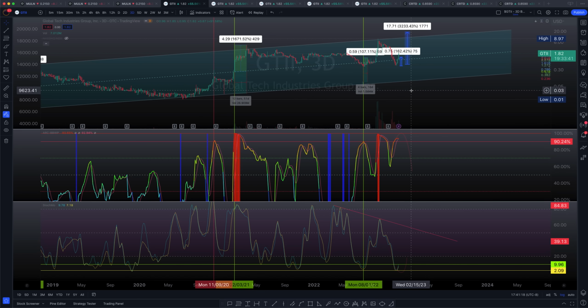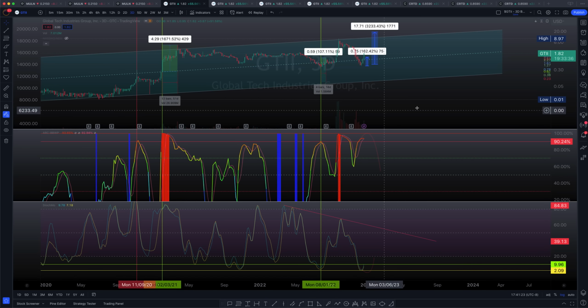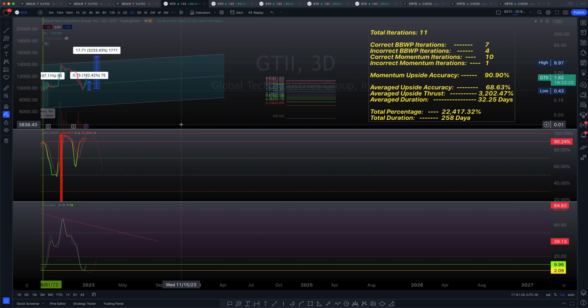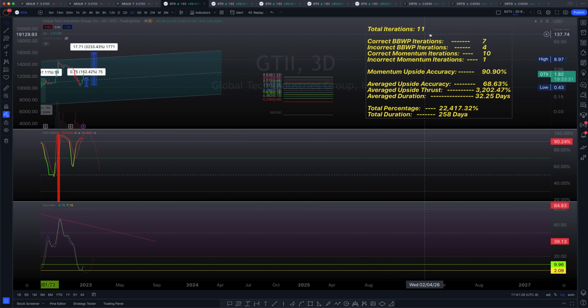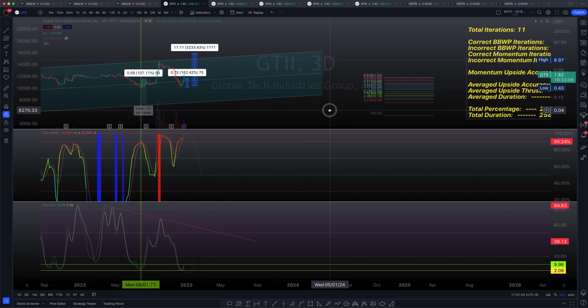I am talking about a backtest throughout the entire trading history of GTii on the 3-day chart in particular. Upon performing that backtest, we can see out of a total of 11 iterations, volatility versus momentum guessed the upside correctly 7 out of those 11 times, giving us an upside accuracy of about 68.63% with an averaged upside thrust of about 3,202.47% over the span of just about 32 and a quarter days, and this is proof of work. So we are in that statistical upside.